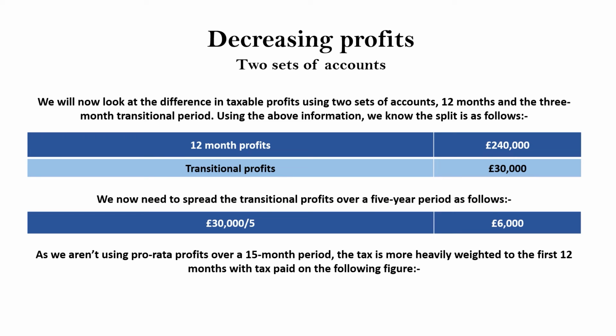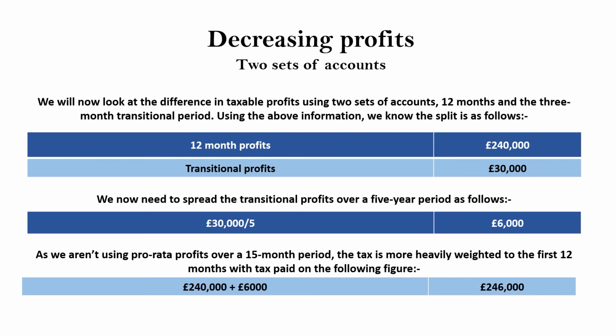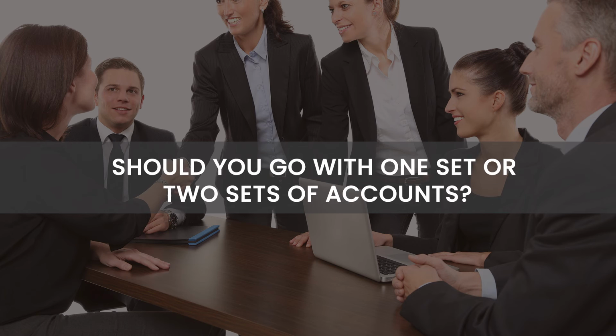As we aren't using pro-rata profits over a 15-month period, the tax is more heavily weighted to the first 12 months, with tax paid on the following figure. £240,000 plus £6,000 equals £246,000. Should you go with 1 set or 2 sets of accounts?